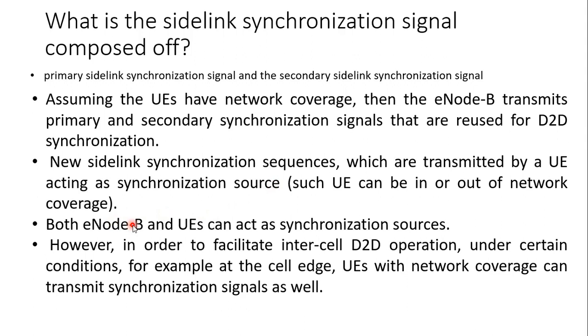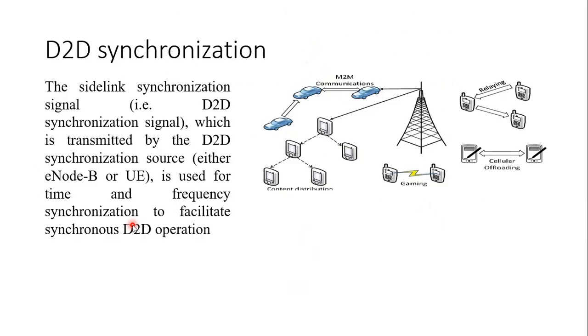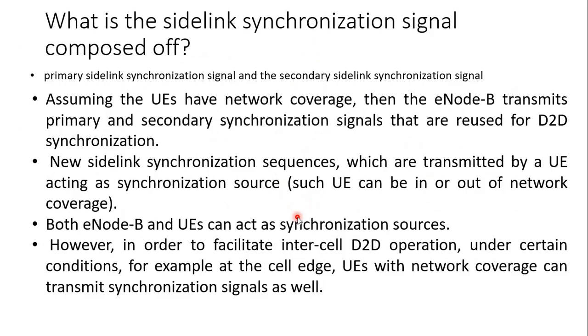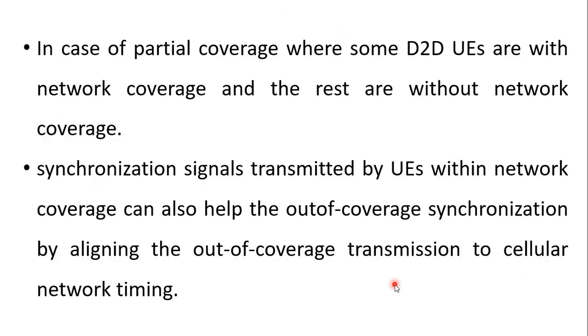However, in order to facilitate intercell D2D operation, what do we mean by intercell D2D operation? If you can see here, this will become an inter network D2D operation, for example at the cell edge. So under certain conditions, for example at the cell edge in intercell D2D operation, UEs with network coverage can transmit synchronization signals as well.